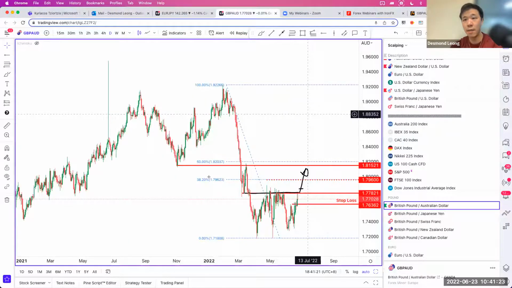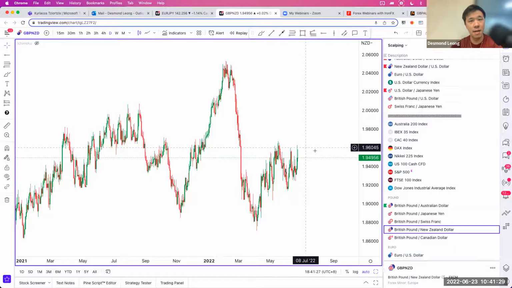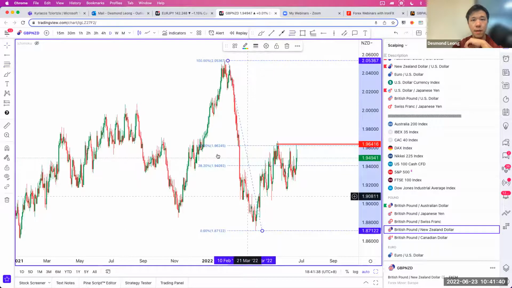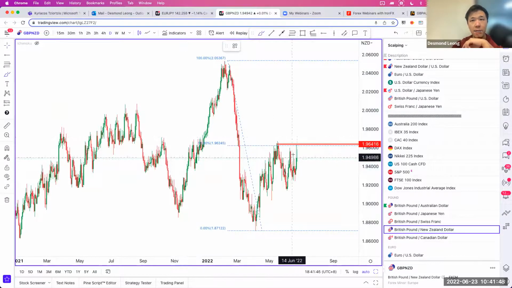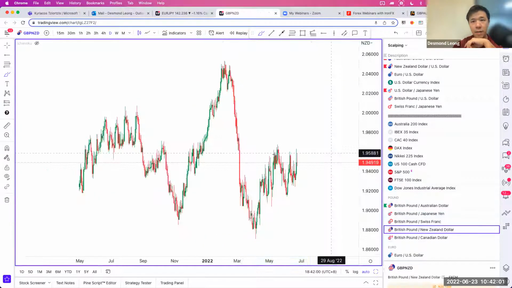So that means that I would then look at Pound Kiwi, right? And for Pound Kiwi, it's slightly trickier. I guess this is the level that you need to look out for. Let me just draw a Fibonacci retracement, come all the way down. Yes, it's a 50% retracement that we're looking at, right? So by the time Pound Kiwi closes above this level, we should expect Pound Aussie to also close above this level, right? So this resistance is related to Pound Kiwi resistance over here.